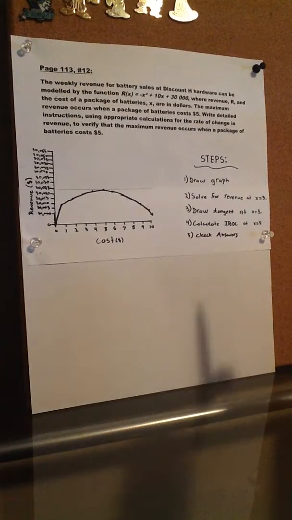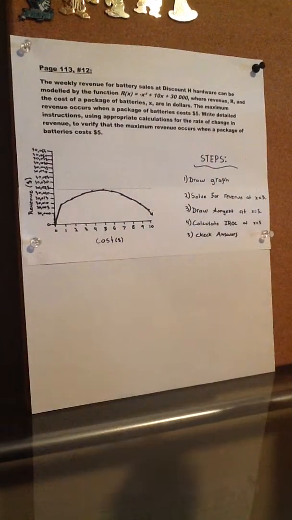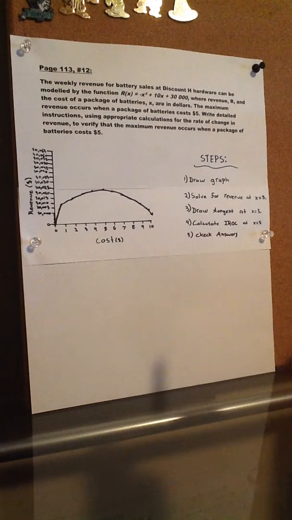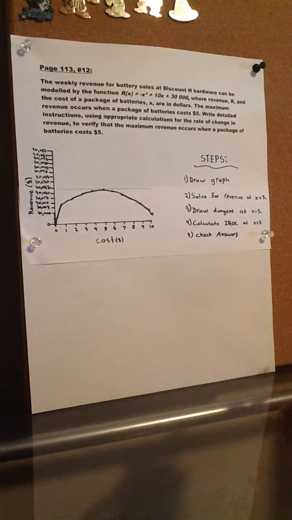As you can see, we will need to solve using concepts of rate of change covered in Unit 1. What the question is asking is that we need to confirm that when a package of batteries costs $5, a maximum revenue is produced and no other cost will generate more revenue.